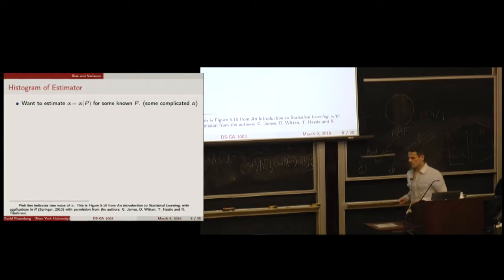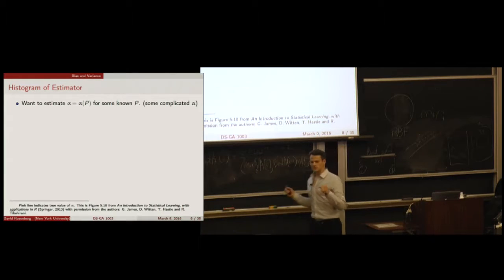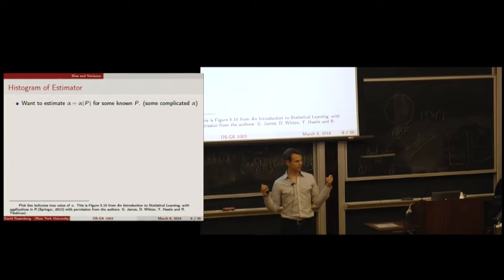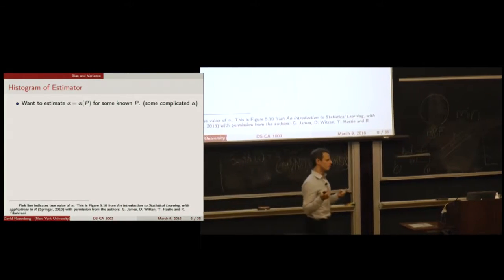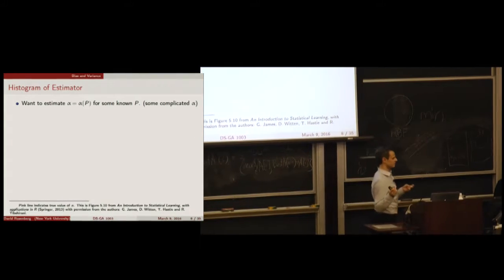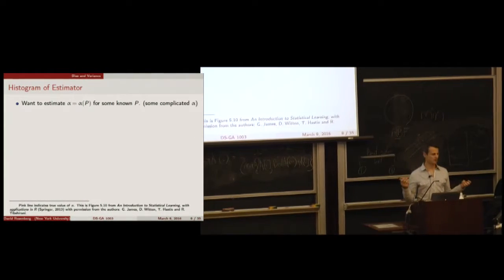So we had this estimator mu hat, and we talked a little bit about how we might come up with the variance of mu hat. What if we wanted to understand the whole distribution of some estimator mu hat? How might we do that?